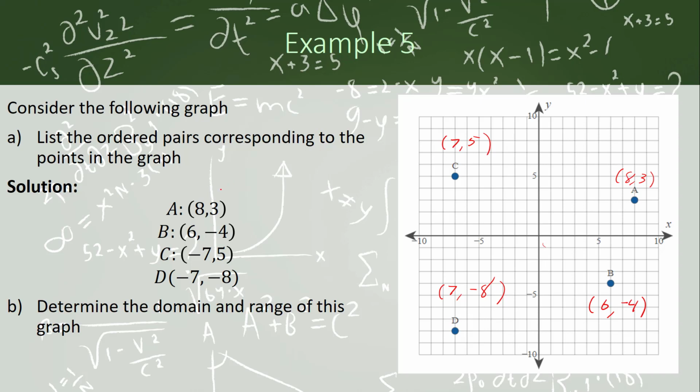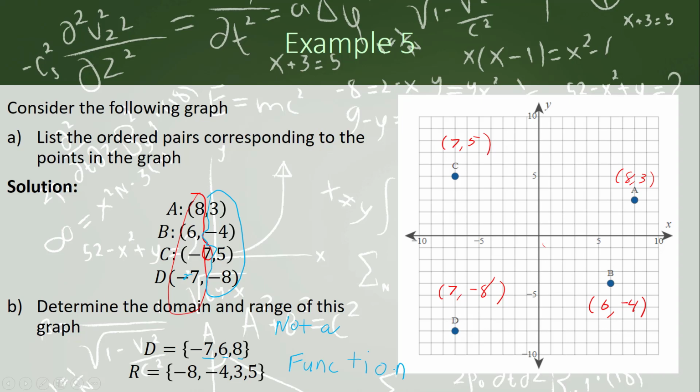Well, the domain is going to be all the x values. Those are these values right here. And then the range is going to be all the y values, which are these values right here, 5 and negative 8. So what do you have? Well, for the domain, we have negative 7, 6, and 8. And for the range, we have negative 8, negative 4, 3, and 5.